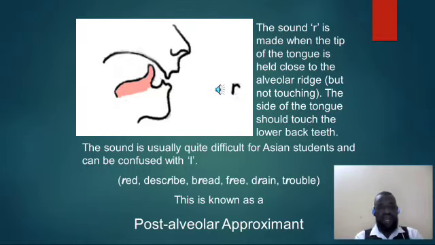This is known as post-alveolar approximant. What do we mean by approximant? It means near to something, nearby to something. So we say the "r" sound is a post-alveolar approximant. Any question in this part?